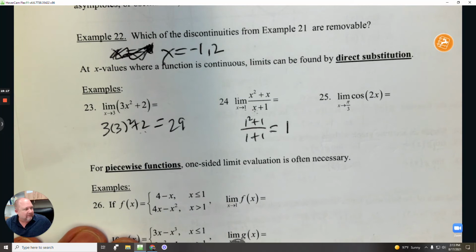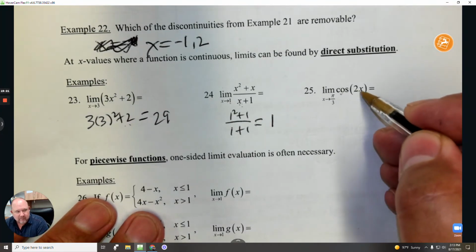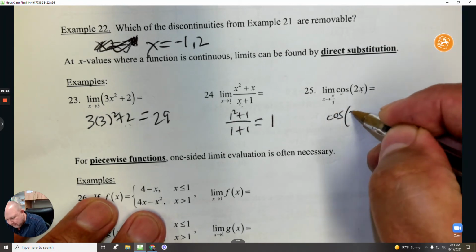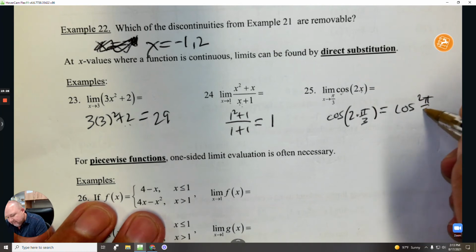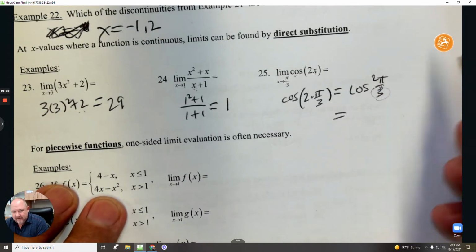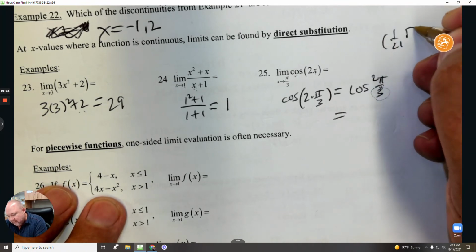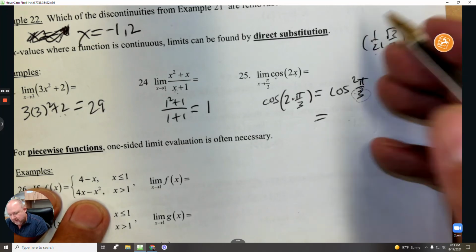For number 25, again, a cosine is a continuous function. You can plug it in to get the answer. And the value of cosine at 2 pi over 3, 3 is a 60-degree reference angle. And the x value there is 1/2.